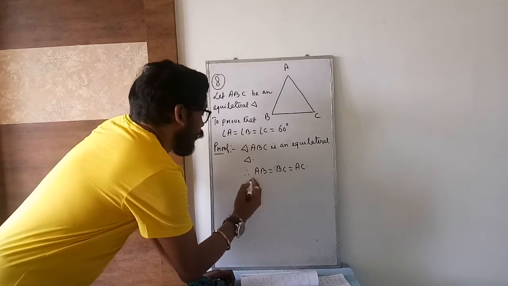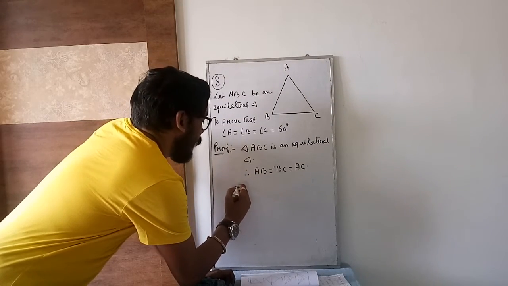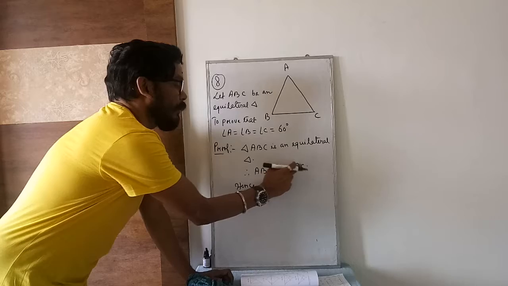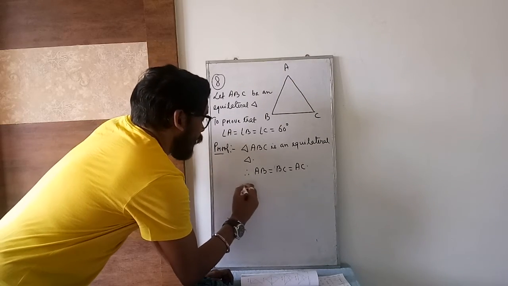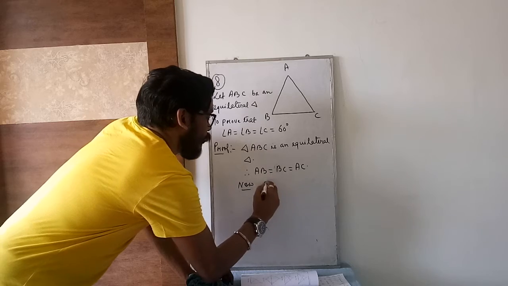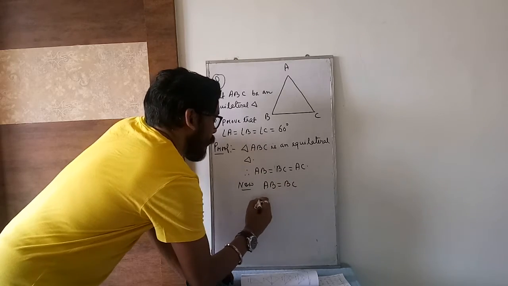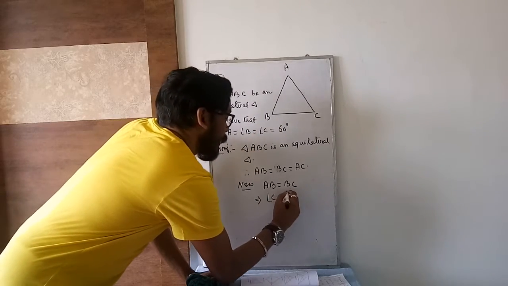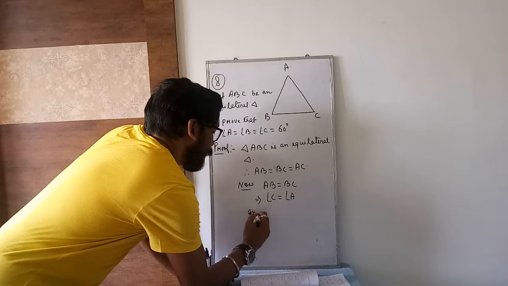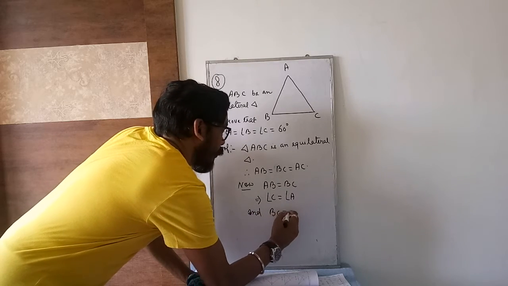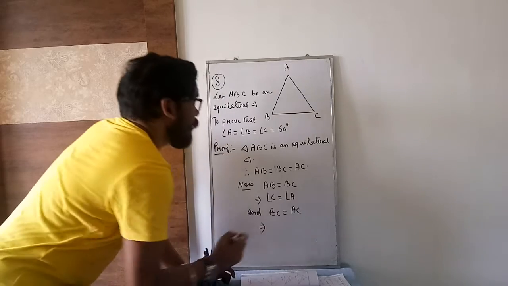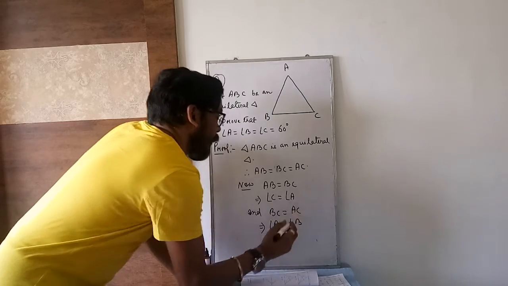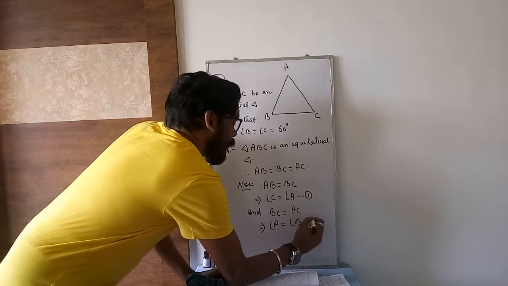So let me take the first two. AB equal to BC equal to AC, that means, now let me take the first two equal parts, AB equal to BC. So AB equal to BC means AB opposite angle is C and BC opposite angle is A. And let me write the last two relation, BC equal to AC. So BC opposite angle is what? Angle A, and AC opposite angle is B. Okay, you can give this as equation 1, this one as equation 2.